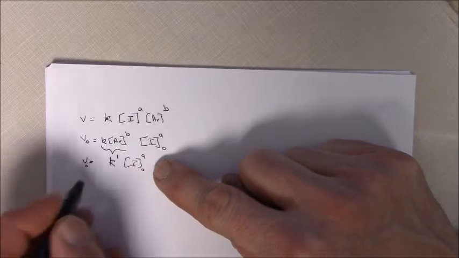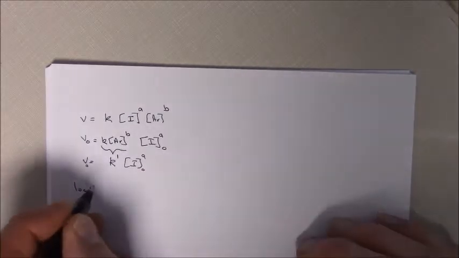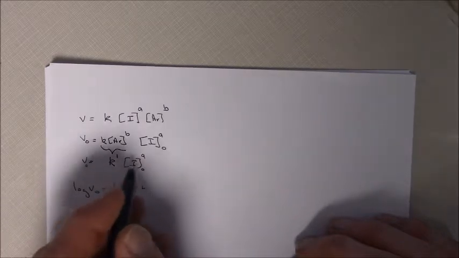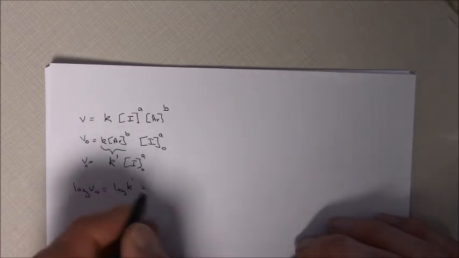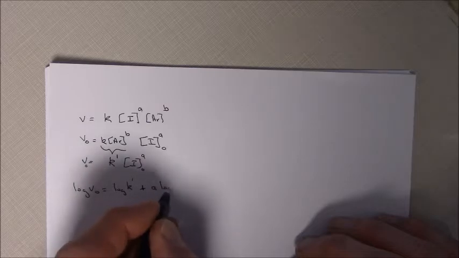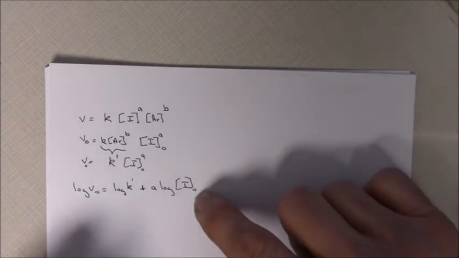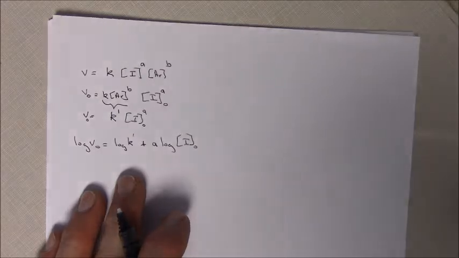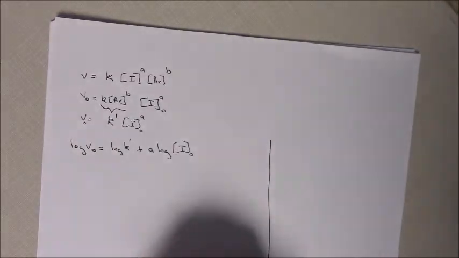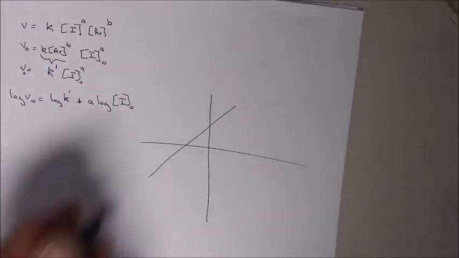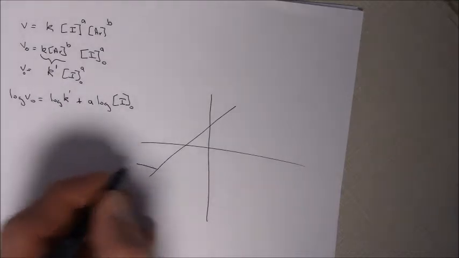So the plan is you take the log of both sides, and you can see how you'll get log of K prime. And when you log this one, the A will come down in front, and you'll get log of the initial iodine concentrations. So this is basically what you're supposed to graph. And what you're going to notice is which quadrant you're going to be in, I believe it's going to look kind of like that. So it should be a straight line.